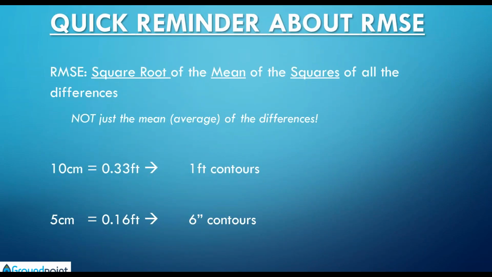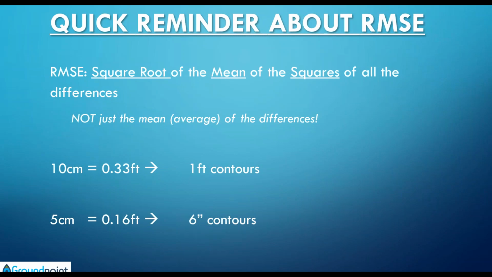And just a quick reminder before we start crunching the numbers. This is the difference between the mean and RMSE. The mean, or the average, is just the average of the differences. I've seen surveyors and even non-surveyors using the average as their metric for how good the data is, which is fine. It's a gut way of figuring out how good you are, but it's not the statistical check that we want.